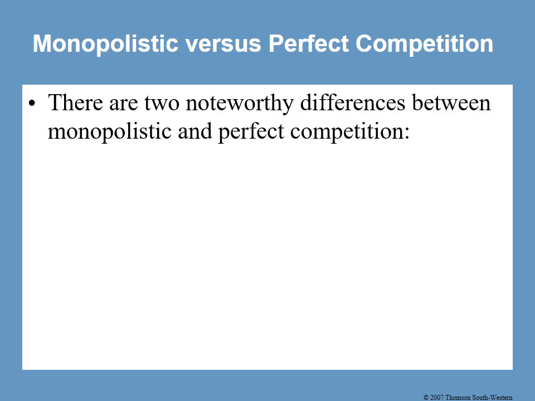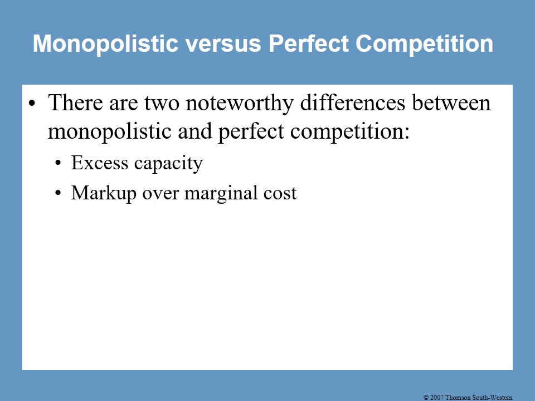Two noteworthy differences between monopolistic and perfect competition. There's a lot of similarities, but two big differences, and these are very important. Number one, there is excess capacity. Just like in a monopoly, there's excess capacity, and I'll show you what that looks like on a graph here in a moment. And we have markup over our marginal cost, which again, we will look at in a moment. So the two big differences: excess capacity, markup over marginal cost. Let's look at what that looks like on a graph here in a second.